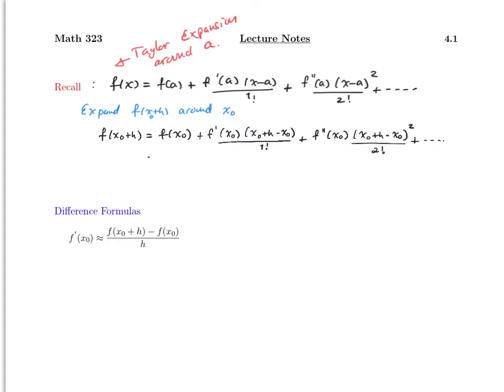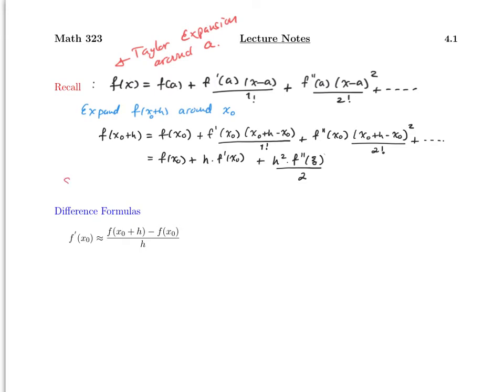which gives us f of x0 plus h times f prime of x0 plus h squared times f double prime of x0. Now, if we decide to stop here, remember, since this keeps going, we're going to stop it here, we're just going to write a c in here, f double prime of c, and this will be divided by 2 factorial, which is 2.